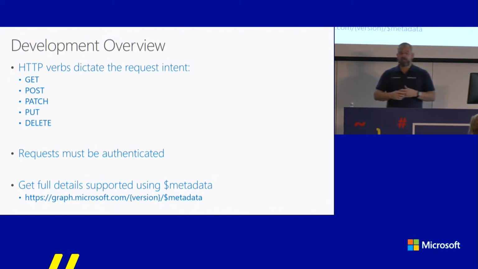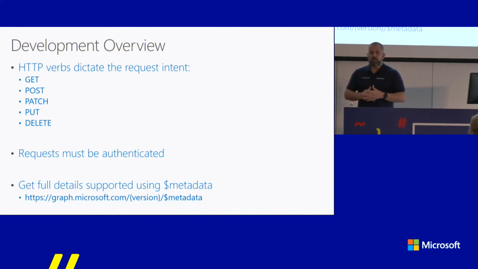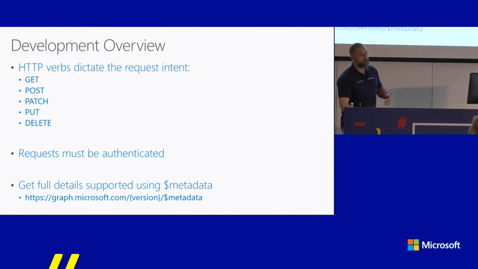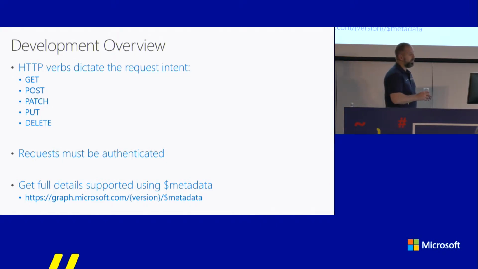At a high level, the development overview, it's going to use your standard HTTP verbs: get, post, patch, put, and delete. All HTTP requests have to be authenticated. So when we get that access token, that gets passed with each request that we make via HTTP to the Microsoft Graph.